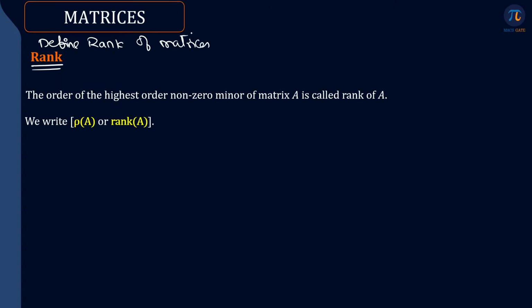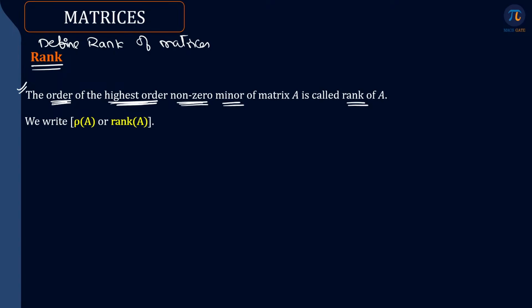Of course, you don't have to write the entire story which I explained. That is for our understanding. The definition is the order of highest order non-zero minor of the matrix. So you have already seen the highest order non-zero minor is of second order. That order is rank. The order of highest order non-zero minor of the matrix A is called rank of the matrix. This definition involves the determinants of square submatrices.